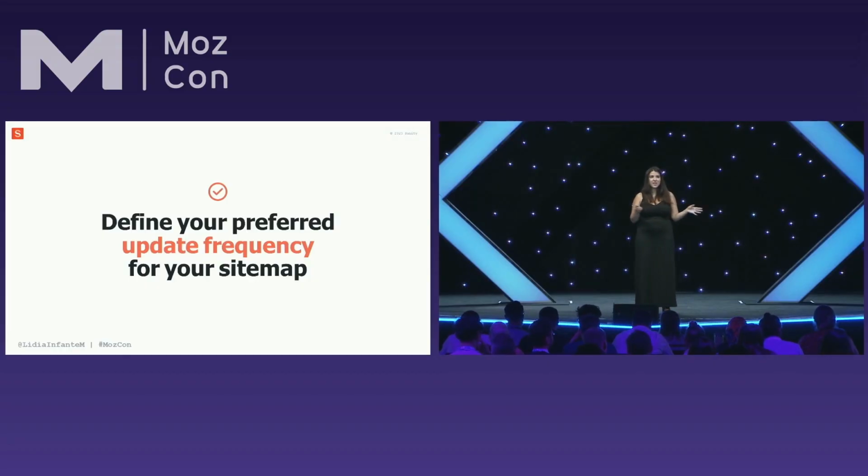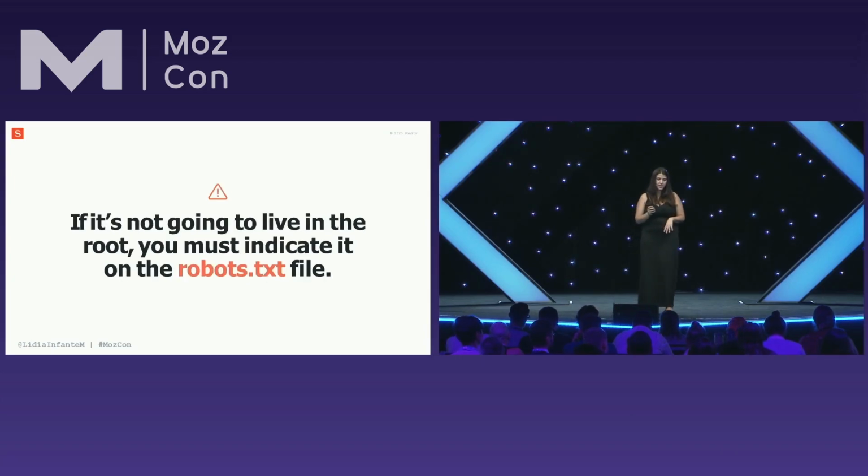But what do you do if a URL is dropped from your sitemap because a product runs out of stock? You're going to have to define exactly how you're going to manage that. Now, you might find that your sitemap, for whatever reason, cannot live in the root, so do indicate it in the robots.txt file.